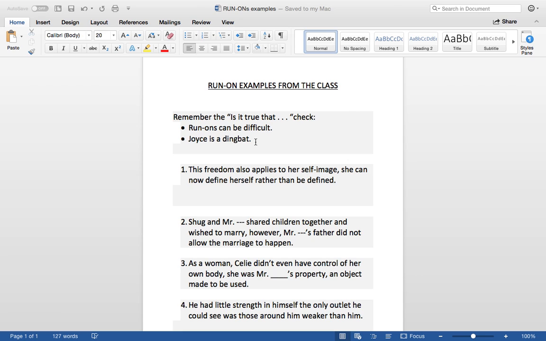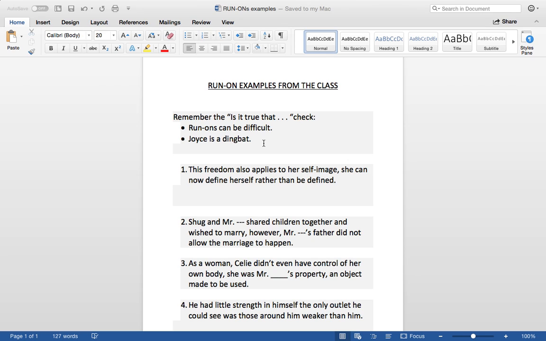Let's try another one. Is it true that Joyce is a dingbat? Well, that makes sense as a question. The answer to the question is no. But anyway, it makes sense as a question. Is it true that Joyce is a dingbat? Yep, that's a legit question that makes sense. And so, therefore, Joyce is a dingbat is a sentence.